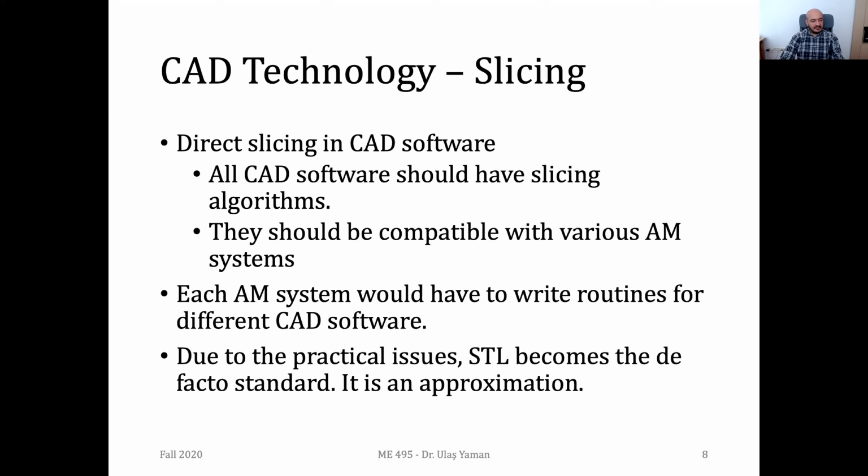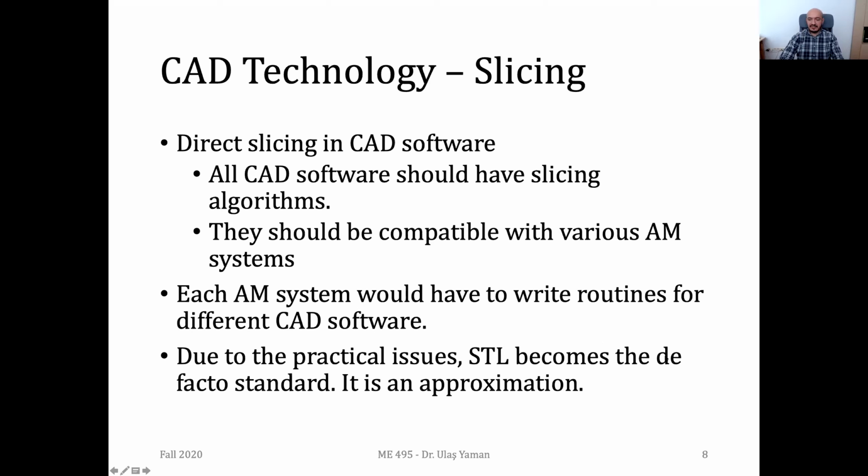What about slicing? If you don't use a special CAM software, we said that you can do it on the CAD side, and this is called direct slicing. And this is much better. I mentioned that I don't like STL files, no to STL. Once you do the STL conversion, you will lose a lot of information. It's an approximation. So we prefer to do direct slicing. But do you remember the problem? In direct slicing, you need to write a post-processor for all types of additive manufacturing machinery. But if you convert it to STL, then you don't need to do it. Most of the CAM software of different AM machines accepts STL files.